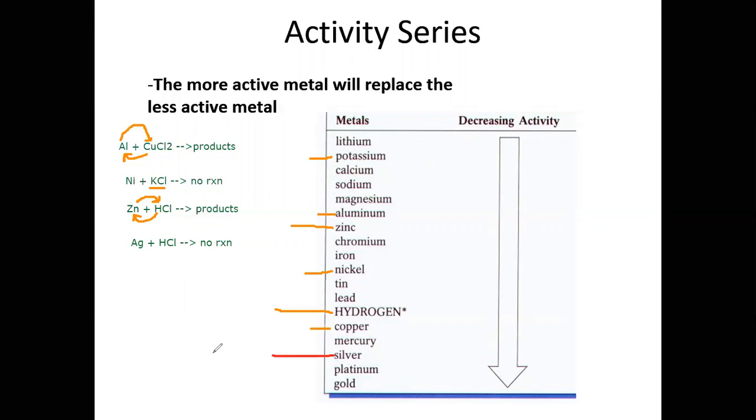Now, the greater the difference between the two elements, the more vigorous the reaction. So for example, if I take lithium plus HCl, now lithium is here, hydrogen is here. So a reaction involving lithium and hydrochloric acid would be more vigorous than a reaction involving zinc and hydrochloric acid, because the further apart two elements are, the more vigorous the reaction. And so this is how you use the activity series to determine which reactants will react and which reactants will not react.